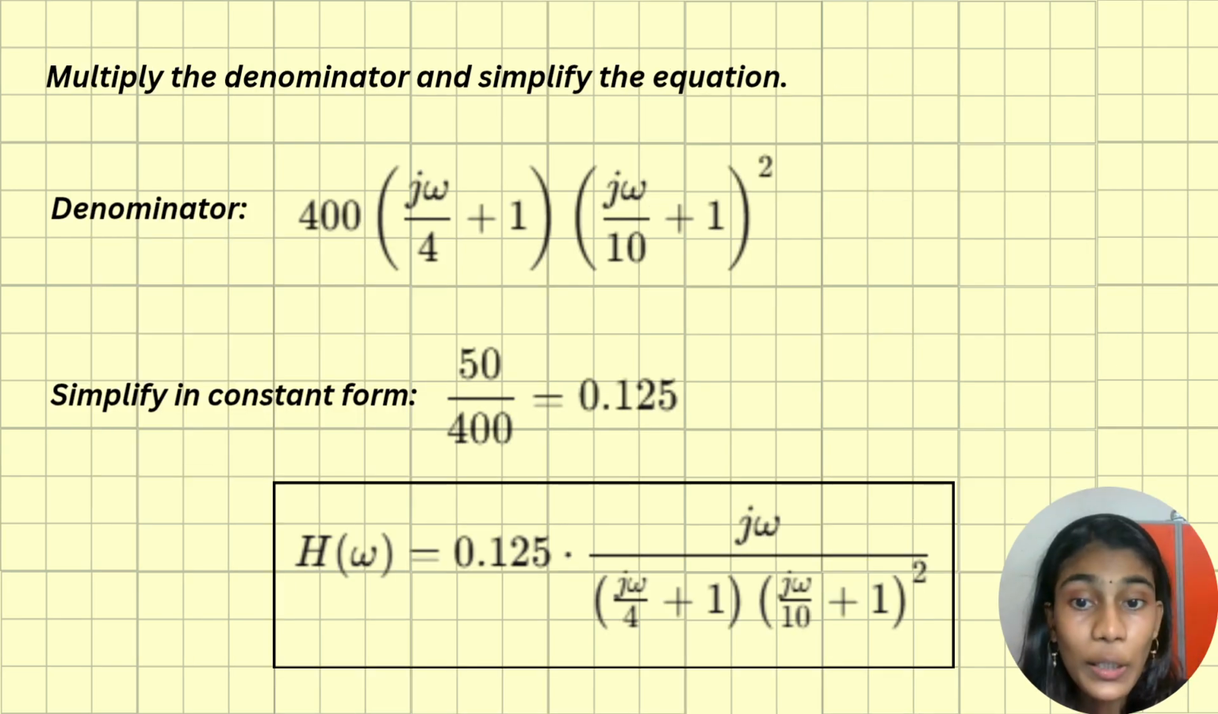After we factorize the equation to identify the frequency dependent elements, the next step is we simplify the equation by multiplying out the denominator and combining the constants. This is the denominator and this is the answer after we simplify it in constant form. So the final answer we get is H(ω) equal to 0.125 times jω over (jω/4 + 1)(jω/10 + 1)².